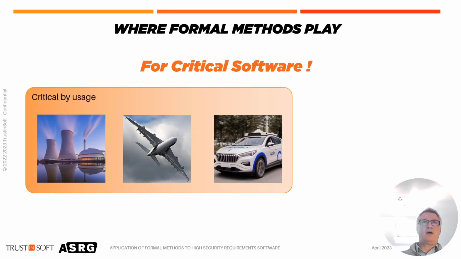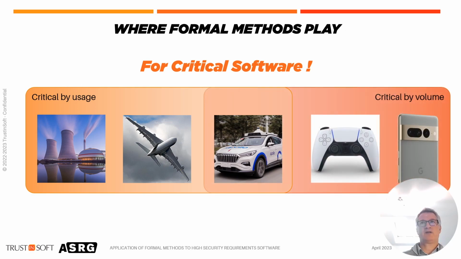So where do formal methods really shine the most? It's in critical software. Critical for two possible reasons: either critical by usage, meaning that a malfunction in that piece of software can have dramatic, for example safety, impact. If there's a problem in a nuclear reactor, on an airplane, or even in an autonomous driving car, lives could be on the line, etc. So for this reason, the software is critical.